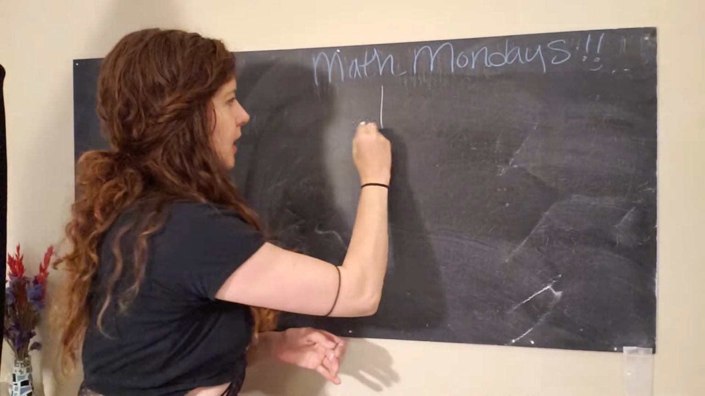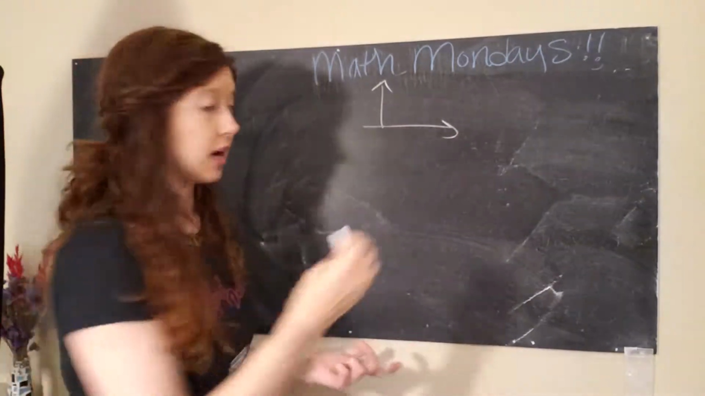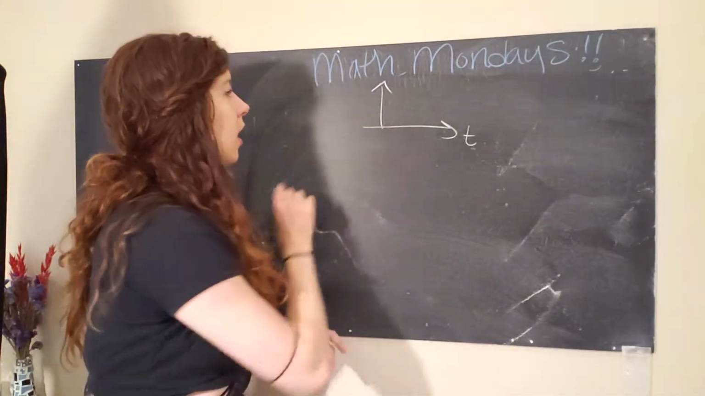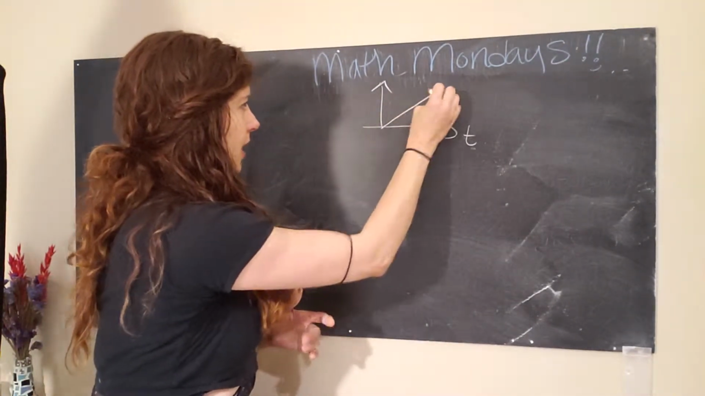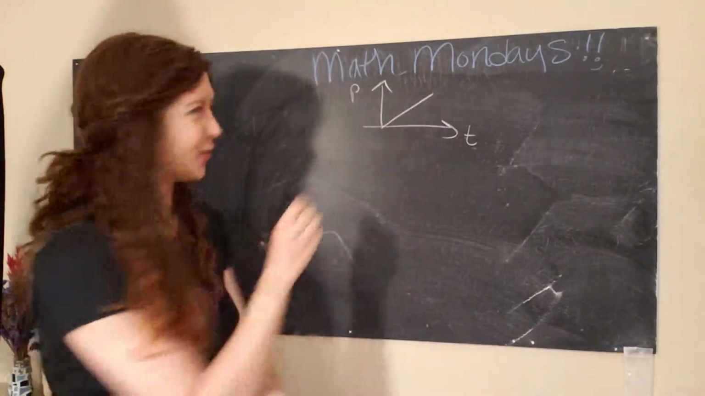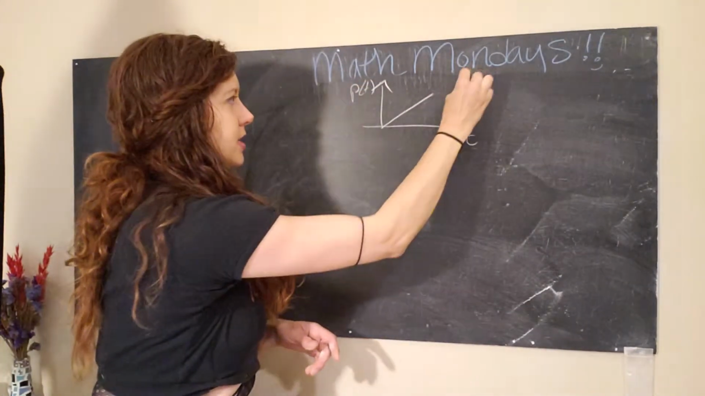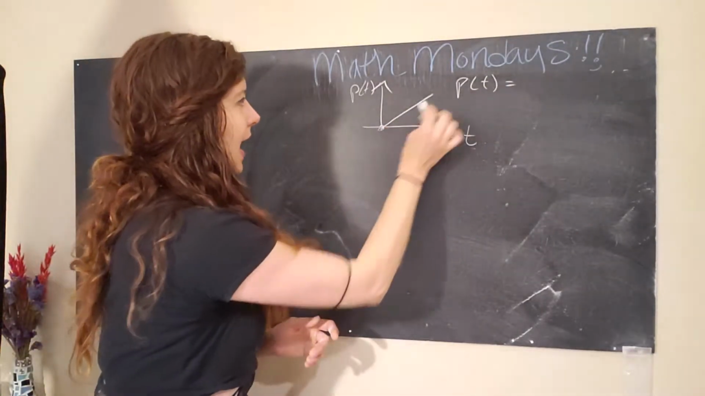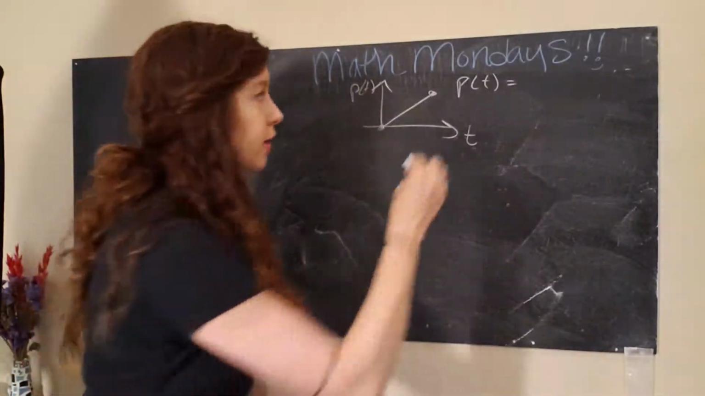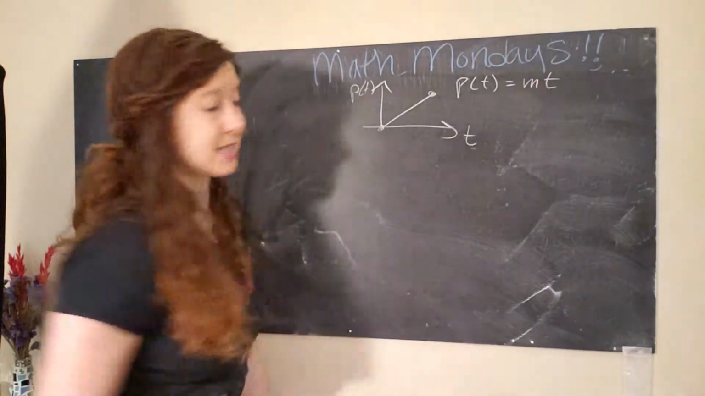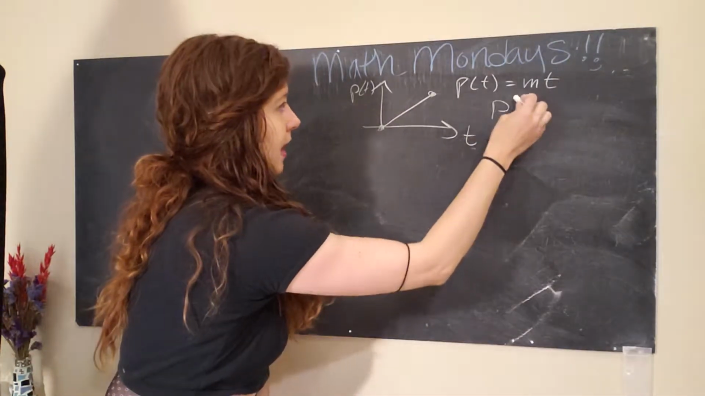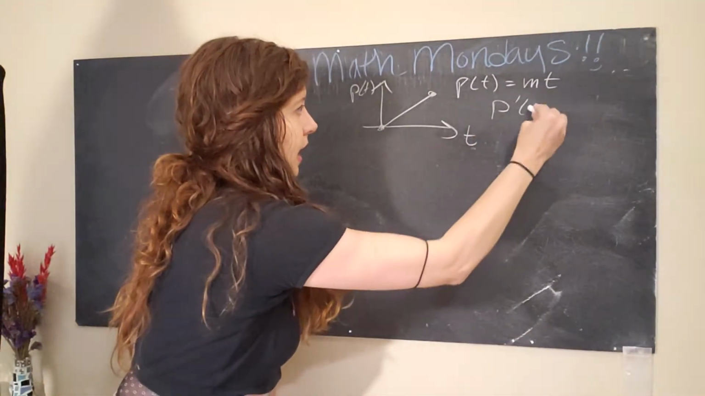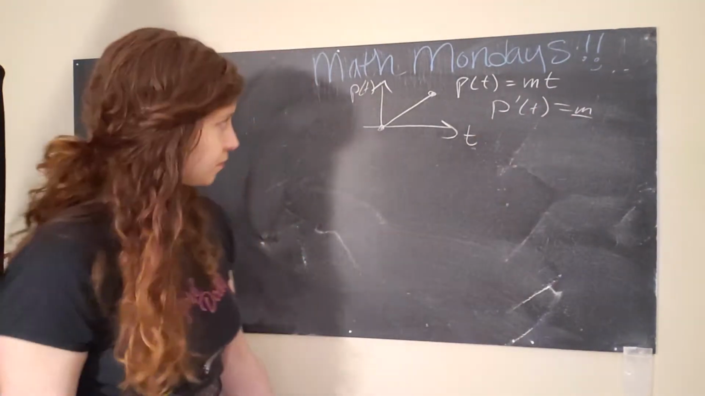So if we are looking at position over time, just like we did in the first derivative calculus video, in that first one we had a straight line. I'm going to say this is position, which is a function of t. And in this case, we can represent our position at any given time with the straight line formula where we have m times t. And we found that our position was changing at a rate of the slope.